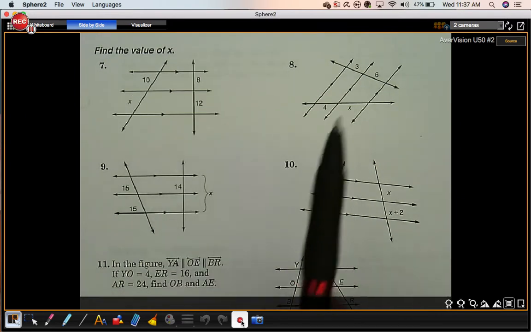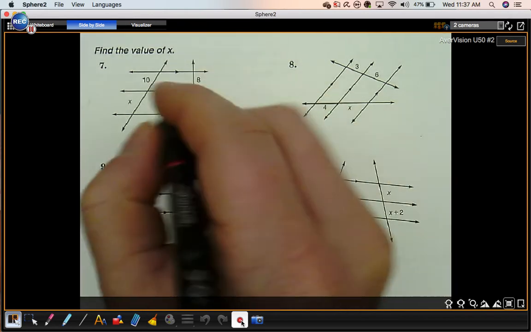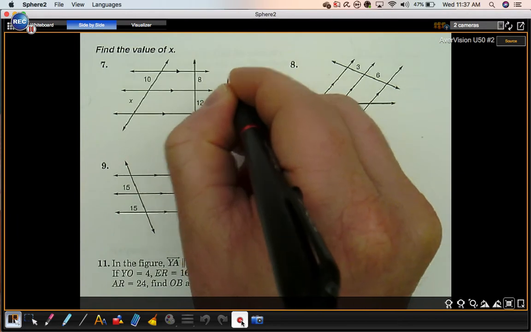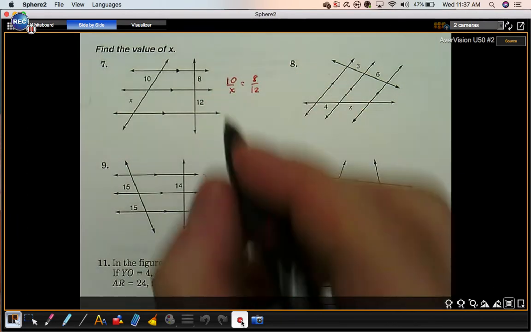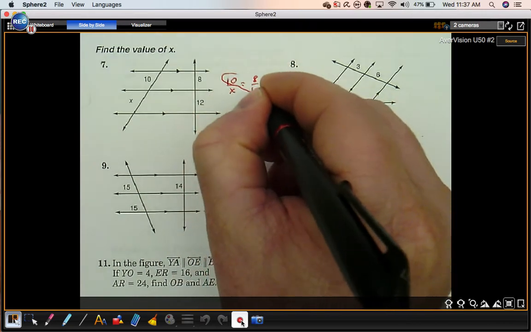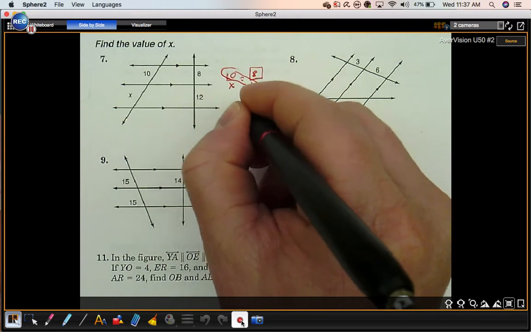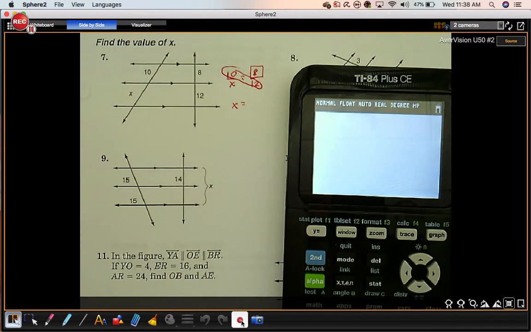Again, these ones are very similar to ones we've done. This is a very simple problem. These parts are proportional. That's what the theorem says. So 10 to x equals 8 to 12. And if you need help cross-multiplying, this is what you do. Multiply 10 times 12, divide by 8. That gives us 15.